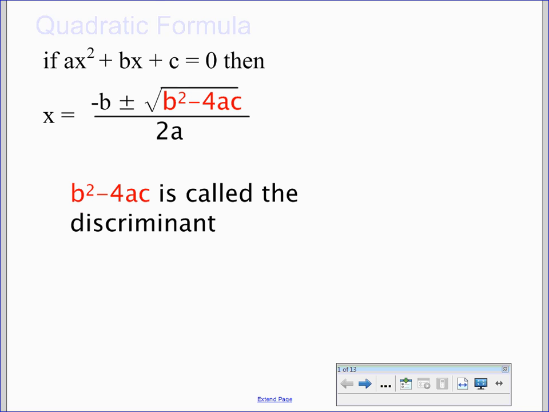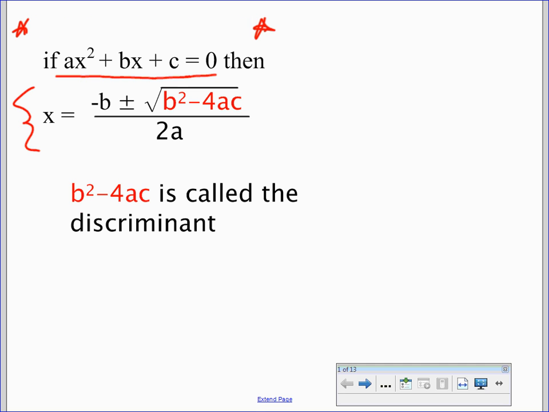Okay, right at the end of last class, we discovered that if we completed the square for the general form of a quadratic equation, ax squared plus bx plus c equals 0, we could solve it using completing the square, and we got a formula. That formula is known as the quadratic formula, and it will work on any quadratic equation.